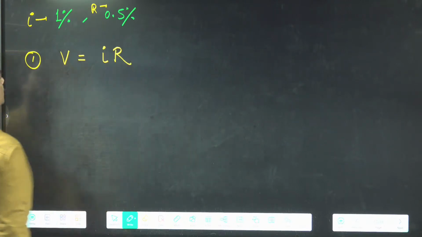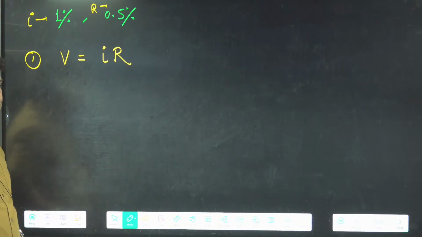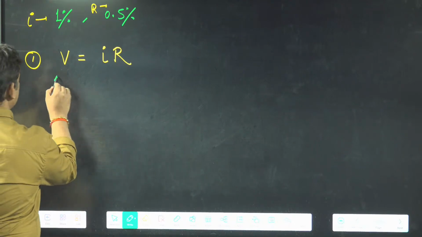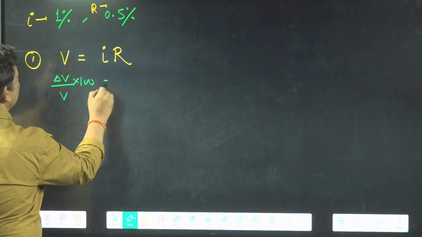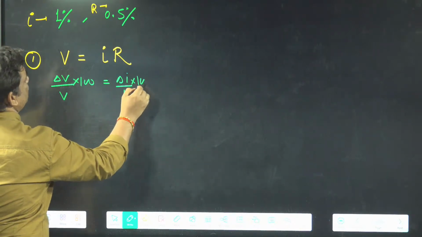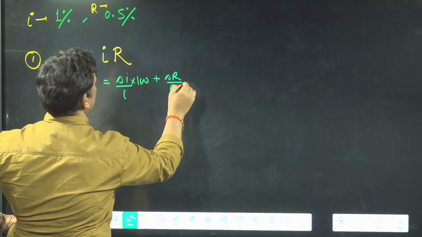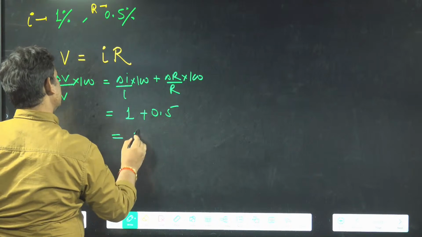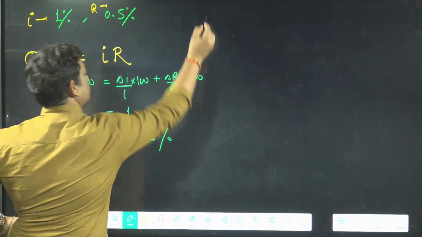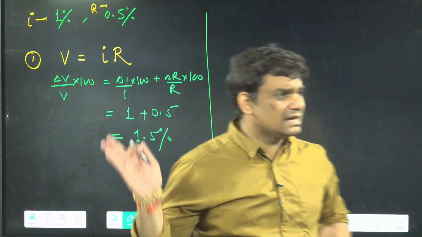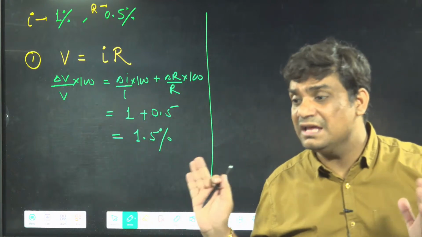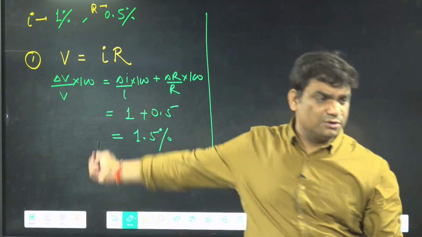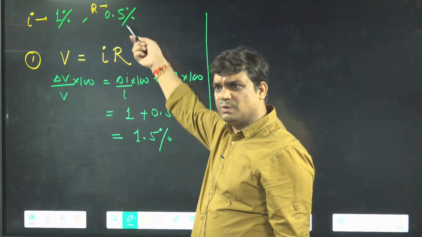You can say, sir, voltage equals IR. So what is the percentage error in this one? Directly we can say delta V by V into 100 equals delta I by I into 100 plus delta R by R into 100. This value is 1, this value is 0.5, so directly we can say 1.5%. I hope this is clear. In multiplication, percentage errors are directly added. You don't even have to do this, just add 1 and 0.5.